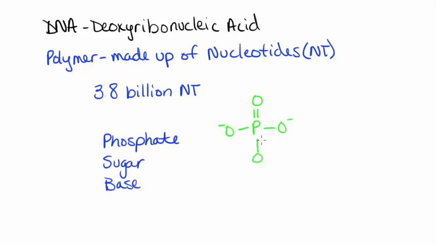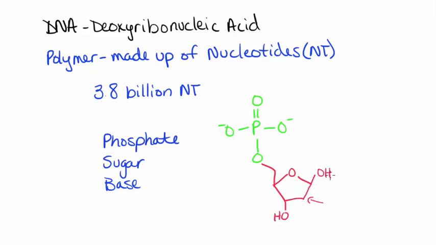Attached to that phosphate group shown in green, we're going to get the sugar component. And the sugar component is going to be deoxyribose. And deoxyribose is a pentose sugar, which means it's a 5-carbon sugar. So this sugar component does have 5 carbons. And since it's deoxyribose, we're missing the hydroxyl group that would be attached right here to this particular position.